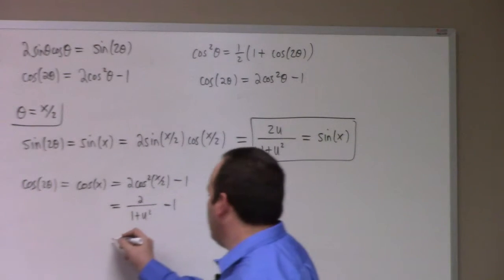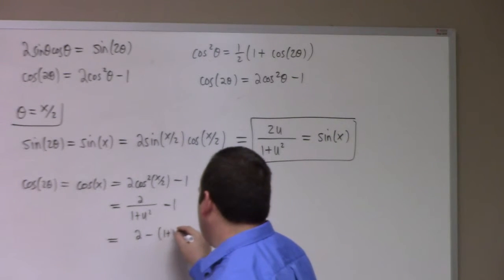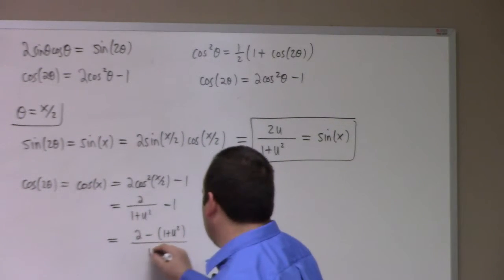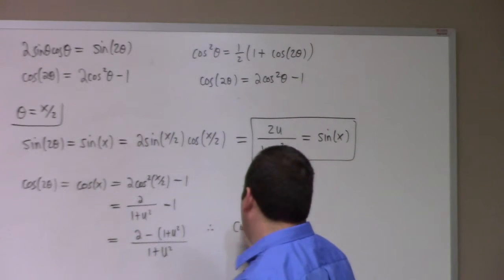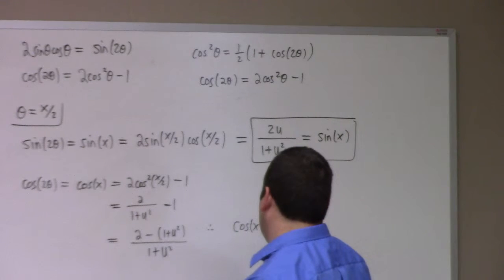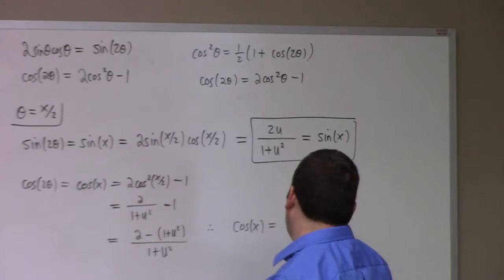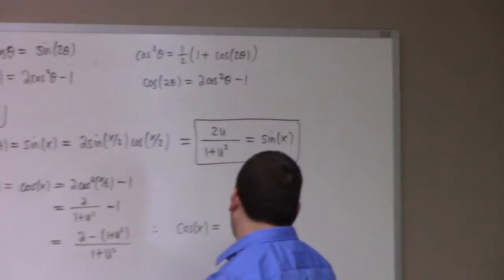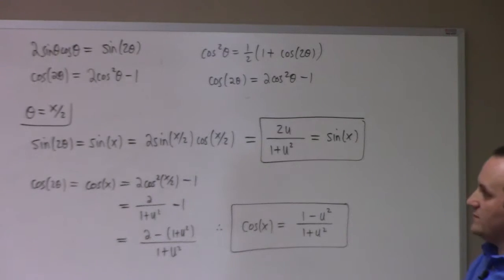Let's make a common denominator. We have 2 minus (1 plus u squared), divided by 1 plus u squared, which is just what? Cosine of x is equal to 1 minus u squared over 1 plus u squared. And now we're off to the races. Well, I guess one other thing.